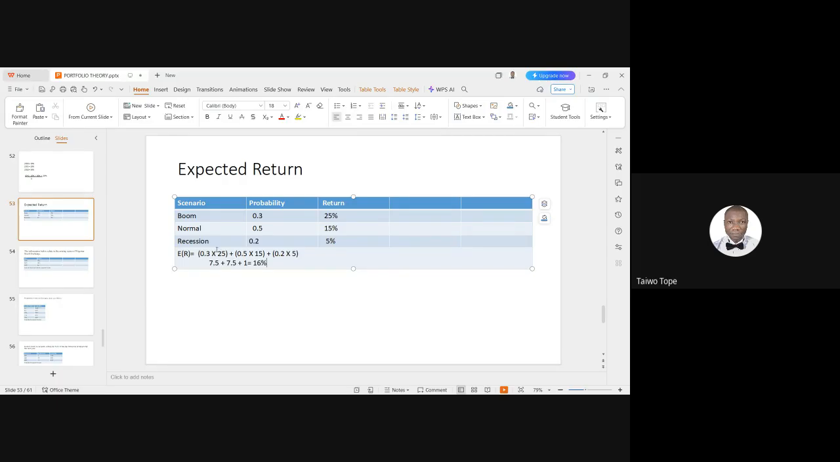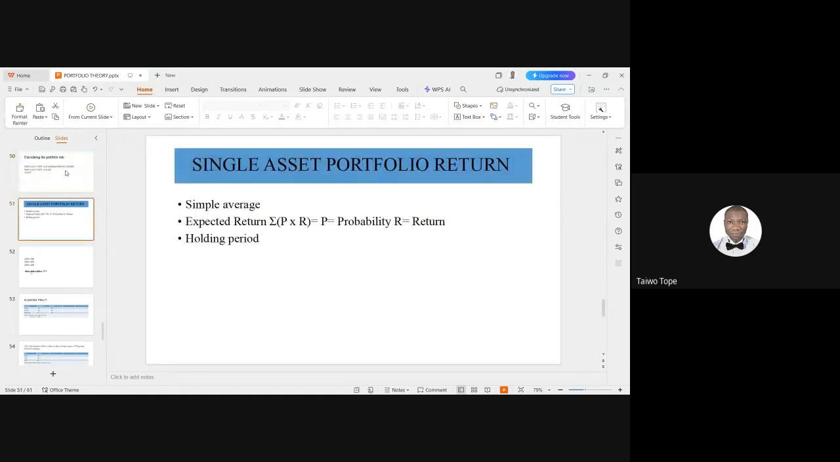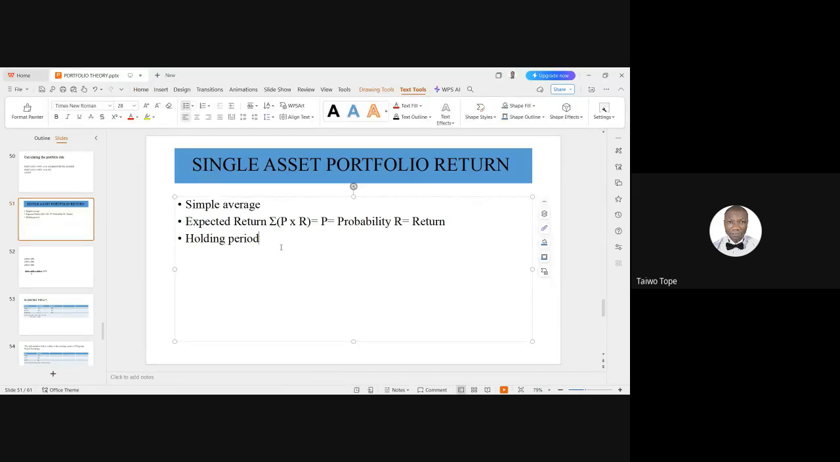Now we have another one which I put forth here, which I term the holding period. This holding period applies the concept of percentage change. That means you have information about the past. What has been the percentage change over time? The holding period return measures actual returns over a specific period.